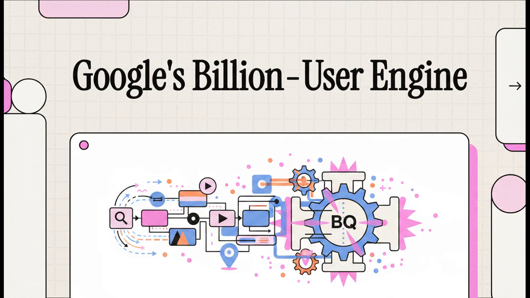Have you ever just stopped and thought about what it takes to run a service for a billion people? I mean, every single day, Google is dealing with this absolute tsunami of data from search, from YouTube, from maps. It's a scale that's almost impossible to wrap your head around. So how on earth do they do it? Well, the answer is inside a powerful, custom-built engine. And we're going to dive in and see exactly how it works.